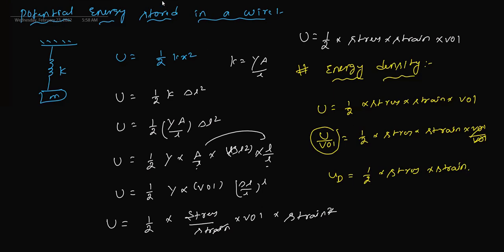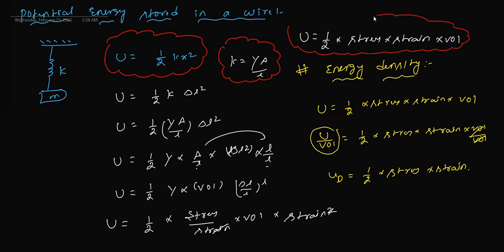They will ask this for competitive exams as well as PU. So this relation we already know, U equal to half kx square, and we just proved that k equals ya by L. Energy stored in a wire means U equal to half into stress into strain into volume. And if they ask you energy density, we write half into stress into strain. We just have to remove volume, and we get the energy density here.